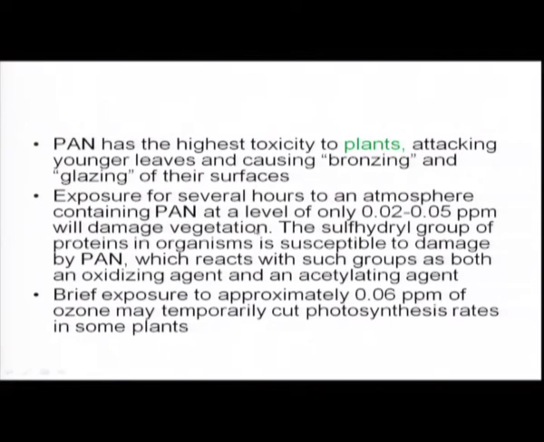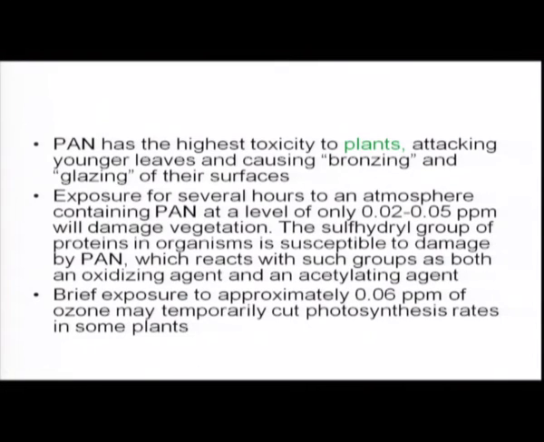Because of this, ultimately the products obtained from these plant materials, not only leaves, are also of inferior quality, and the food grains obtained from this material too. Brief exposure to approximately 0.06 ppm ozone may also temporarily cut photosynthesis in plant materials, affecting the normal photosynthesis process.